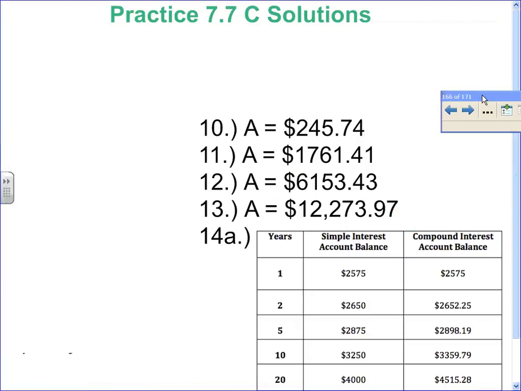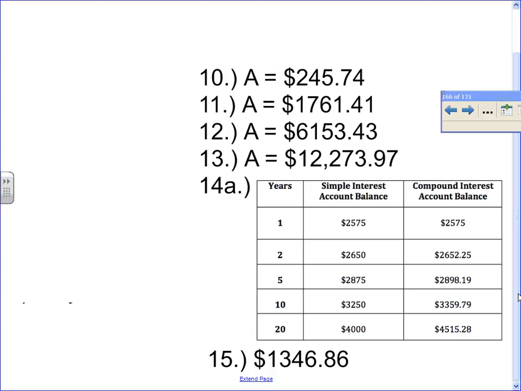Okay, homework answers for 7-7C are up. I'm going to read them for you. So number 10 on 7-7C, the account balance is $245.74. For 11, the account balance is $1,761.41. Number 12, the account balance is $6,153.43. Number 13, $12,273.97.